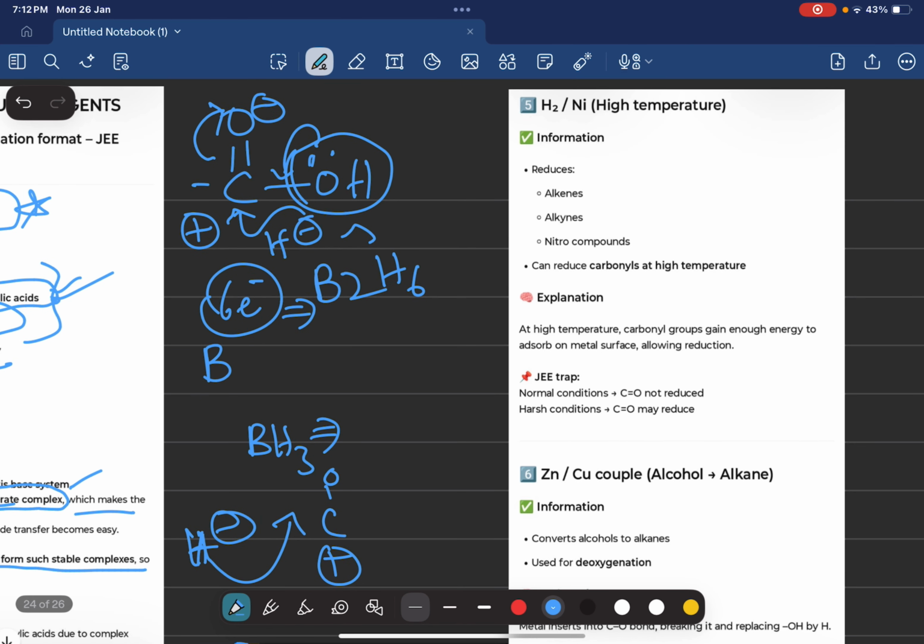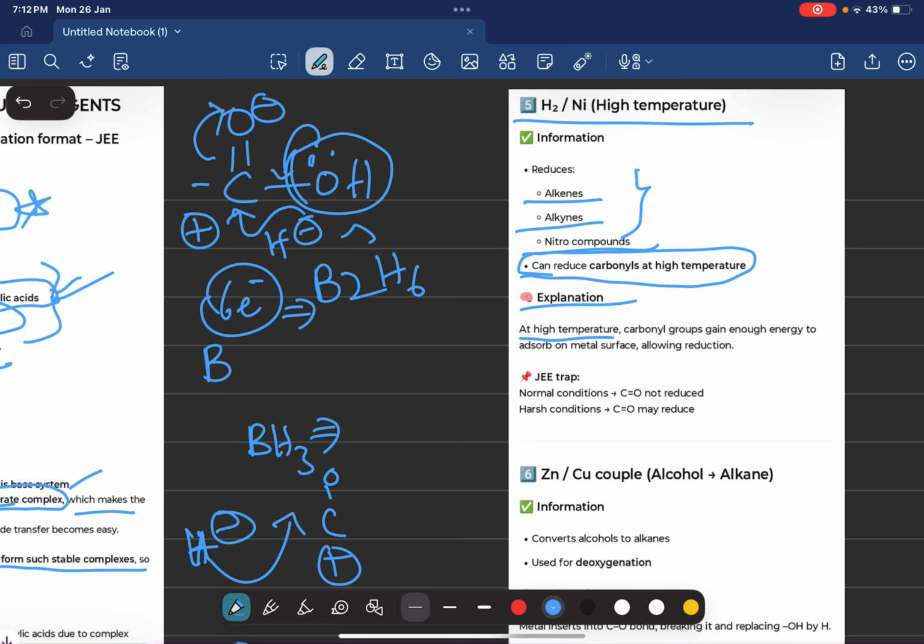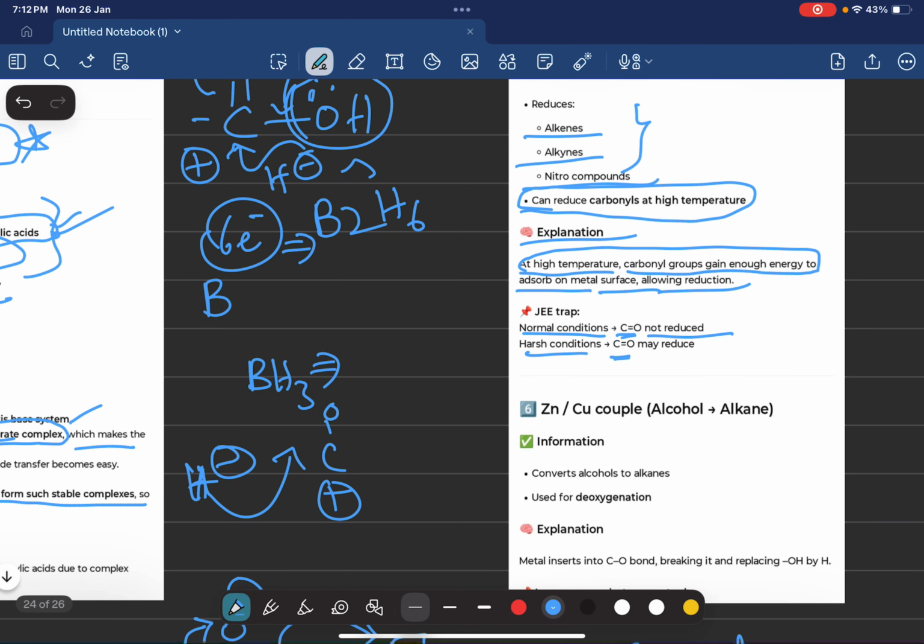You can see the next one, H2 Ni with high temperature. It reduces alkenes, alkynes and nitro compounds, and can reduce carbonyls at high temperature, same as H2 Pd, all those things. At that temperature, carbonyl groups gain enough energy to adsorb on the metal surface, allowing reduction. So under normal conditions C double bond O is not reduced, but under drastic or harsh conditions, even C double bond O is reduced with Ni and H2.